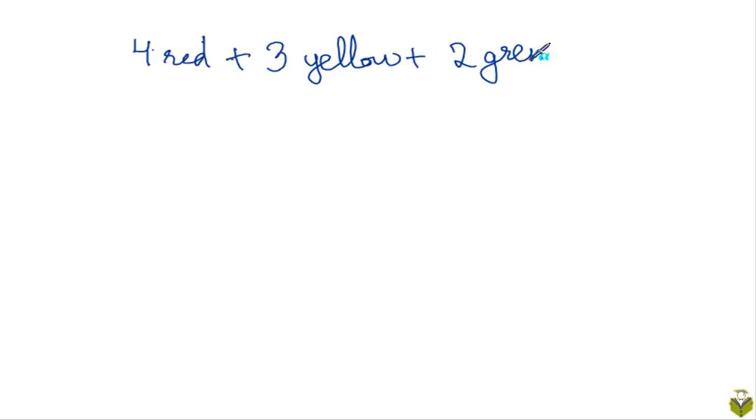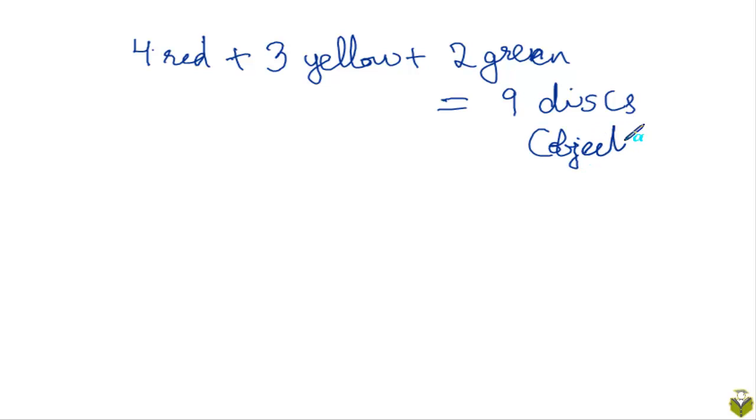What do we have? We have 4 red, 3 yellow, and 2 green discs, right? So how many total discs you have? You have 9, right? So consider 9 discs to be 9 objects like we do in permutations. So are these objects distinct? No, right? Because we know that 4 are red, which are not distinct, 3 are yellow, and 2 are green.